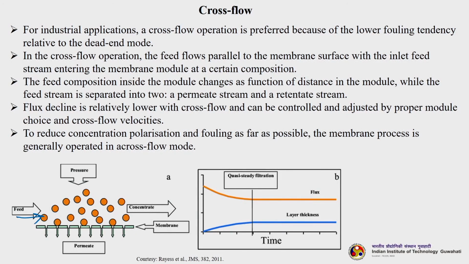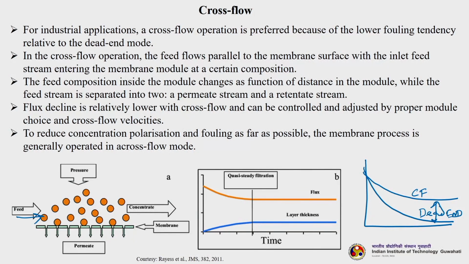So, the feed composition inside the module changes as a function of distance in the module, while the feed stream is separated into the permeate stream and the retentate stream, and the flux decline is relatively lower. We can just compare the flux decline profiles. Let us say this is the dead end filtration flux decline. So, this is dead end. And in case of cross flow, the flux decline will be like this. So, this is cross flow. You can understand that there is a huge gap of flux decline between the dead end and cross flow systems, which is why cross flow systems are usually preferred.